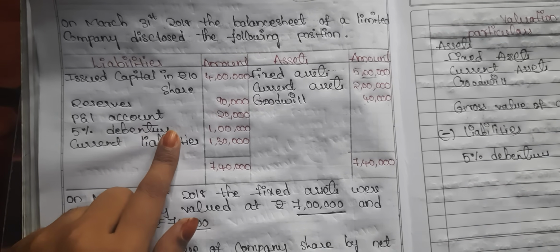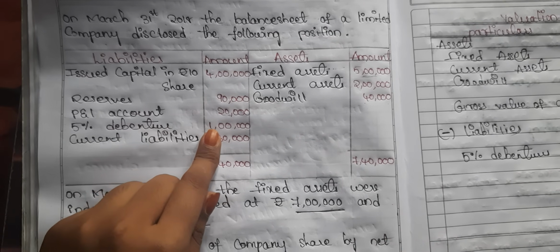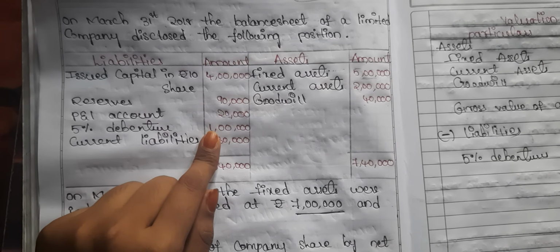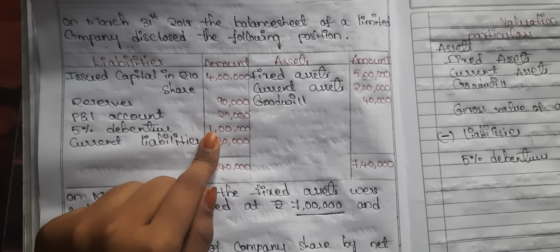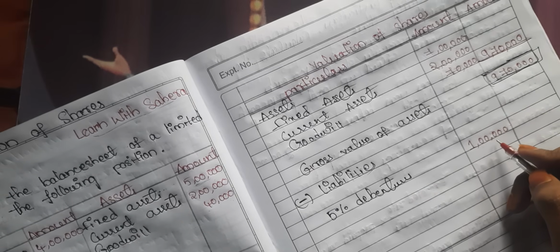Okay, how much is the amount, ma? 5% debentures. You see here, it is 1 lakh. So you need to take 1 lakh as it is. Okay, I'm taking it here. 1 lakh I already took.